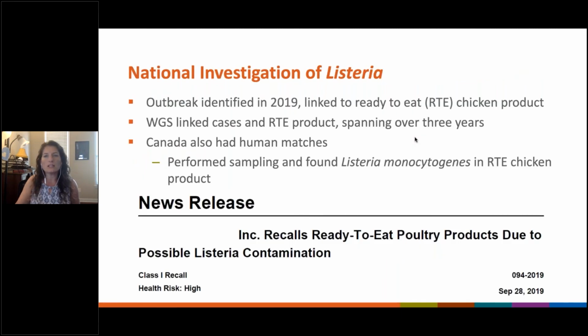And I don't have any dendrogram pictures for this, but an outbreak was identified in 2019 that was linked to ready-to-eat chicken product. The WGS helped to link the cases and the ready-to-eat product. And what's very interesting about this, and so interesting about Listeria, is that it spanned over 3 years, which is something that we might not have been able to figure out with PFGE alone. Canada also had human matches, and they performed sampling and found Listeria in ready-to-eat chicken product. And then this is just a screenshot from the recall.